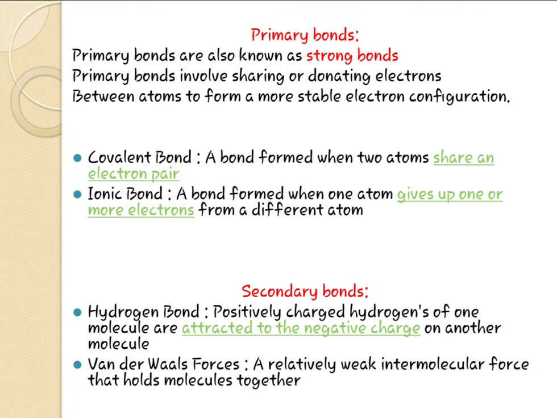Okay. The hydrogen bond is the best example for the secondary bonds. In the hydrogen bond, the positively charged hydrogen atoms of one molecule are attracted to the negative atoms of another molecule. The second best example for the secondary bond is the van der Waals force. A van der Waals force is a relatively weak intermolecular force that holds molecules together.